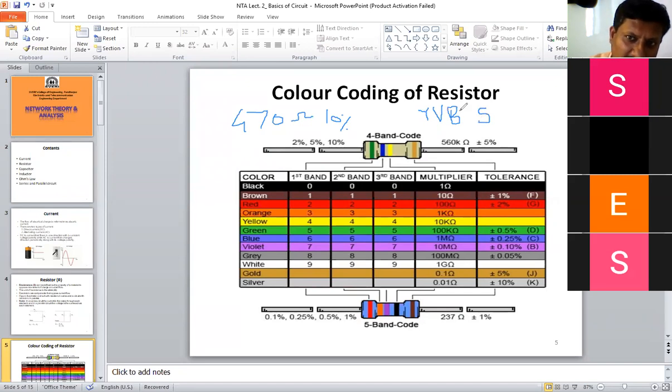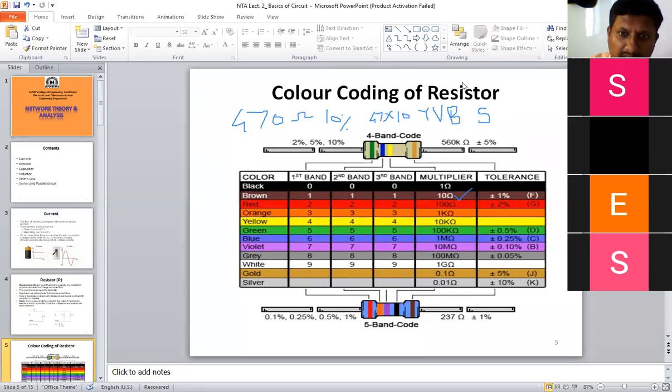Many students have confusion about the third color. See here, yellow and violet give 47. But here 470 is there, which means 47 into 10 gives 470. So you have to multiply by 10. Where is 10? At brown. So 47 into 10 gives 470. That's why the brown color will be there, not black. So yellow, violet, brown, and the tolerance will be silver.